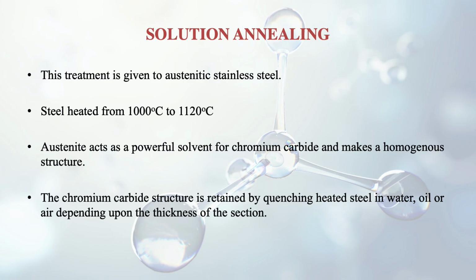Earlier also we read that chromium carbide is not a very good thing, it leads to embrittlement. So again here the austenite is a very good solvent for chromium carbide, that's why we are using this solution annealing process. The chromium carbide structure is retained by quenching heated steel in water, oil or air depending upon the thickness of the section. And in some cases it is also retained if we want hardness up to a certain level, we want its retention. So for that matter this process is given.